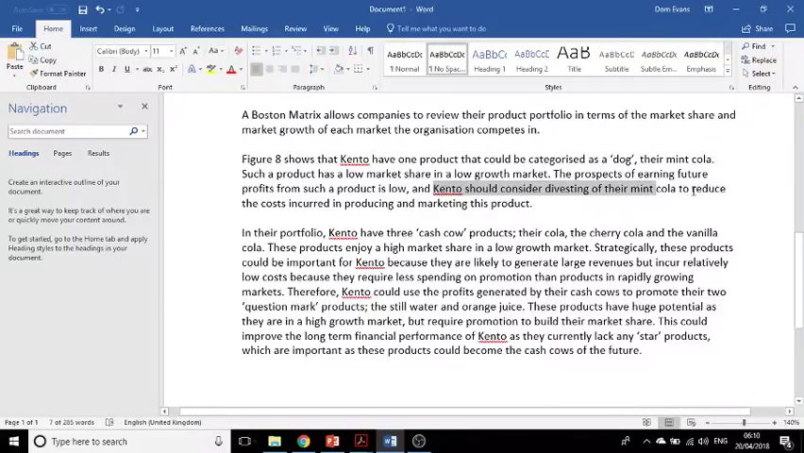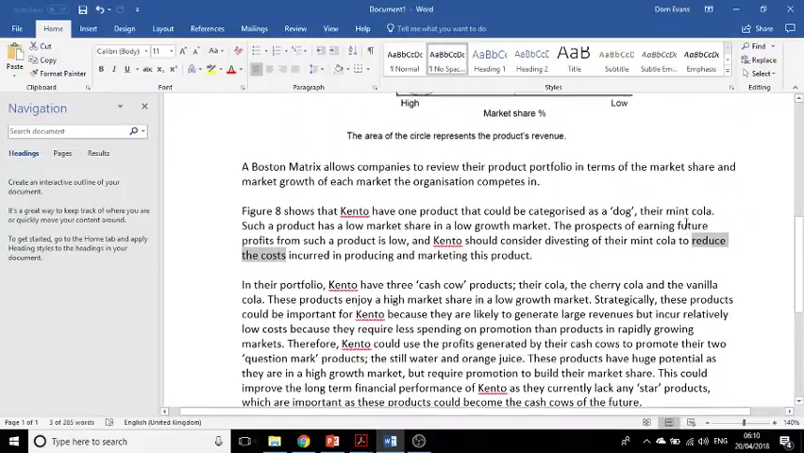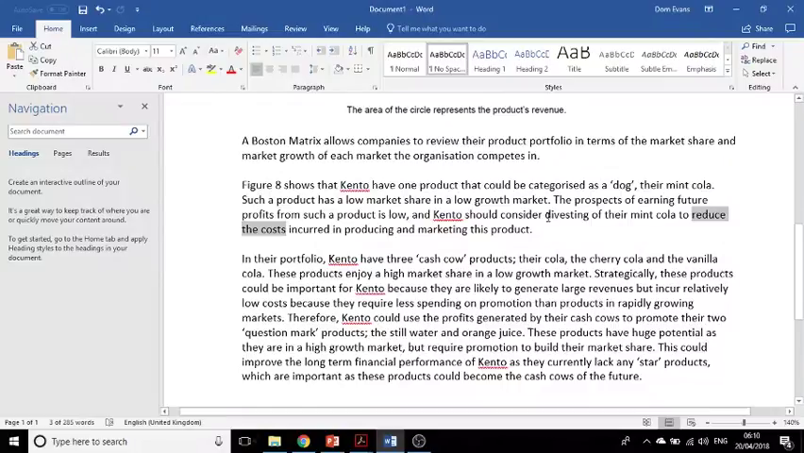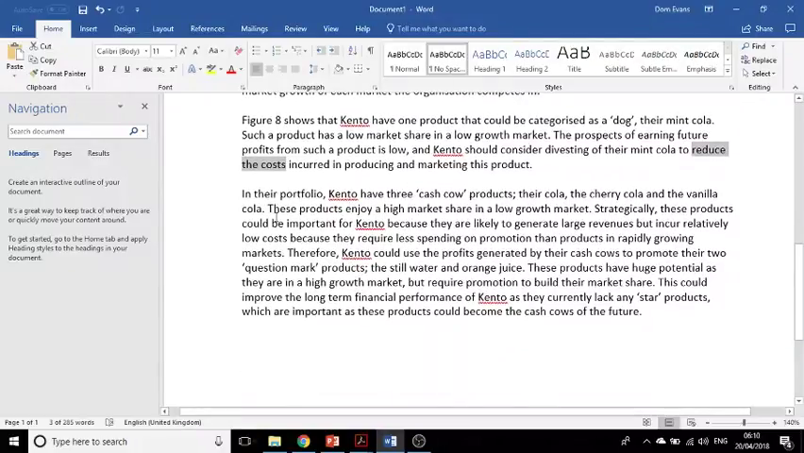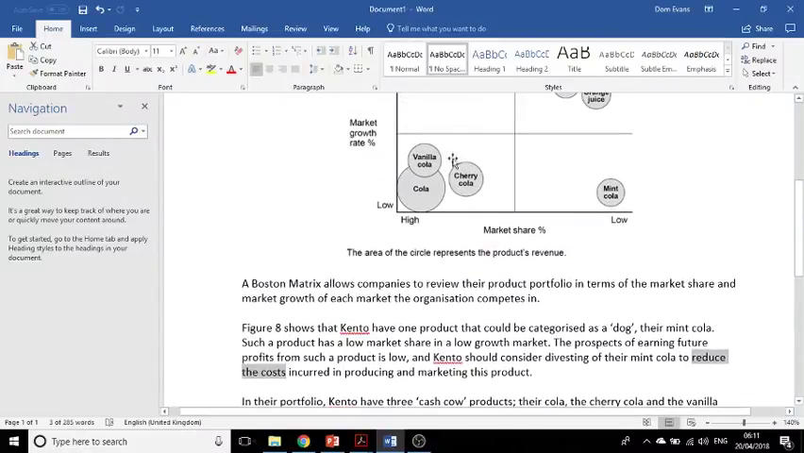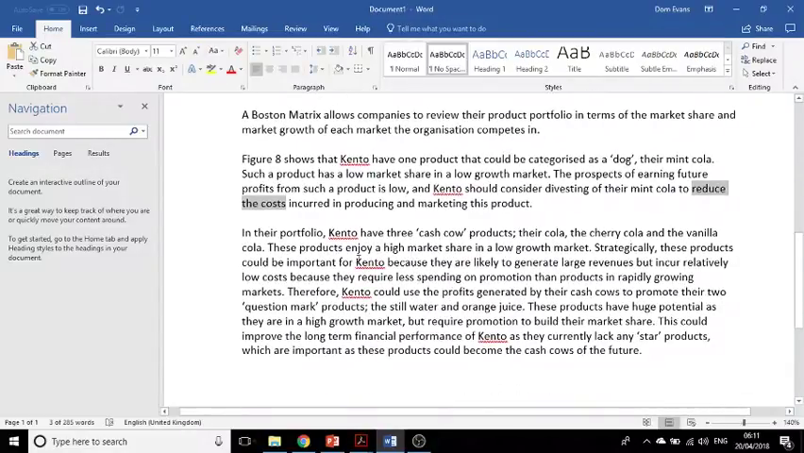Okay, reducing costs. I'm talking about financial performance. Okay, so it's very clear that this is in the context of Kento. I've identified they've got a dog, and I've said that they need to take an action which is divest of it, which will reduce their costs, which is about future financial performance. And then I've got some more actions because that's only one, and at the moment the maximum I could possibly earn is 5 marks. I've identified that Kento have got their 3 cash cow products.